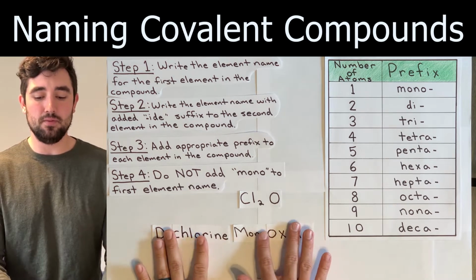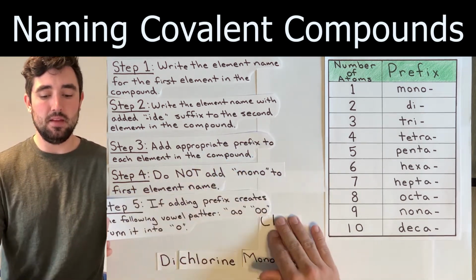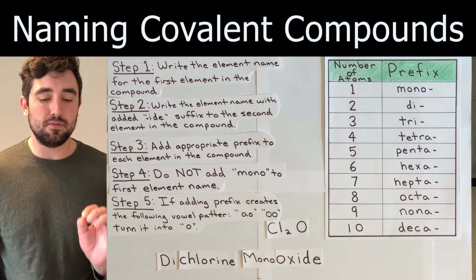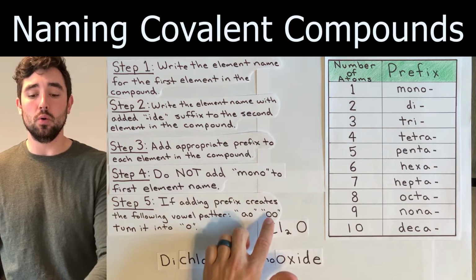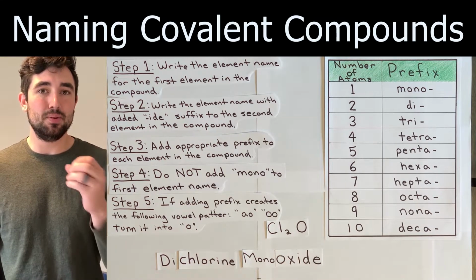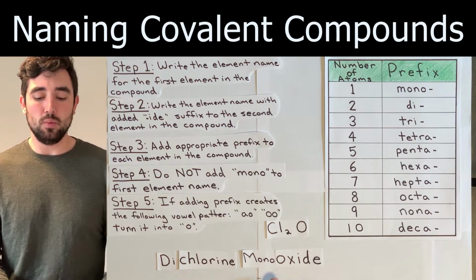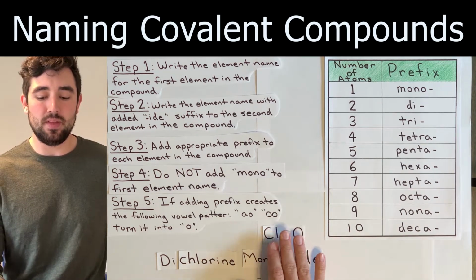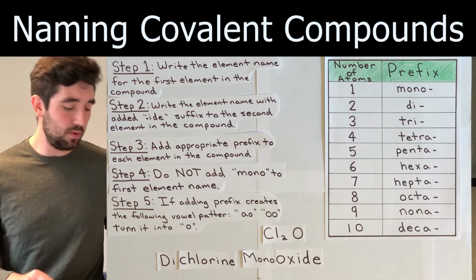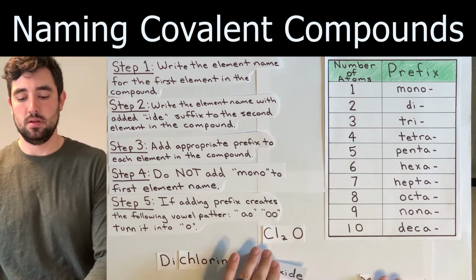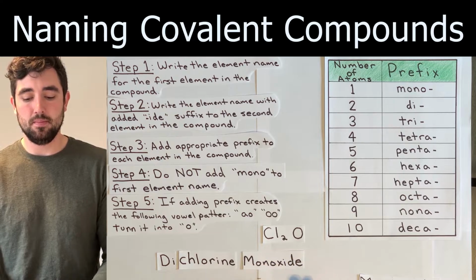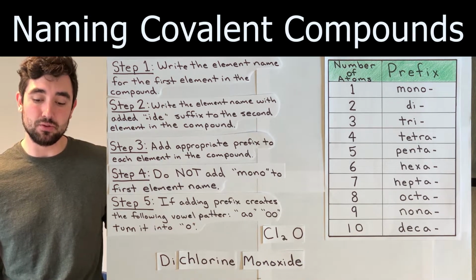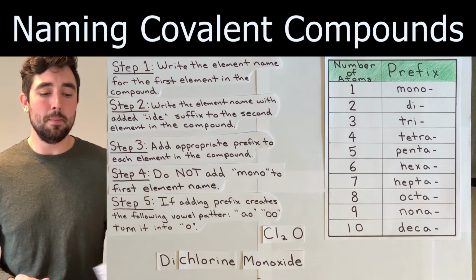So the step 5 rule is that if you're adding a prefix and create the following vowel pattern of AO or OO, turn that pronunciation into just an O. So what we have is we have 2 O's, monooxide. And we want to get rid of that kind of clumsiness. We want to replace it with monoxide. So I got rid of one of the O's. I slashed an O out. I made it easier to pronounce, monoxide. So now I have dichlorine monoxide.